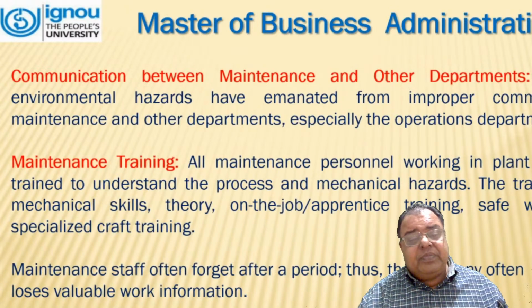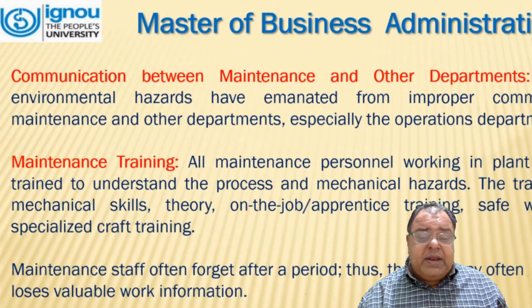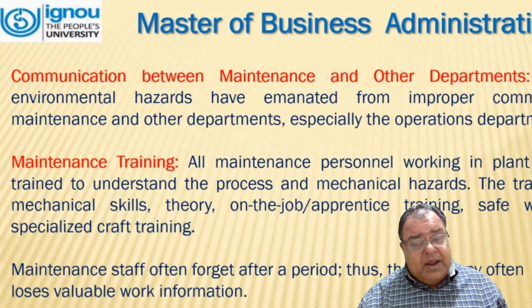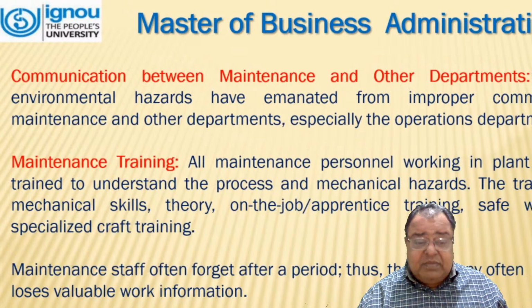Maintenance training. All maintenance personnel working in plant facilities should be trained to understand the process and mechanical hazards. The training should include mechanical skills, theory, on the job, apprentice training, safe work practices, and specialized craft training.